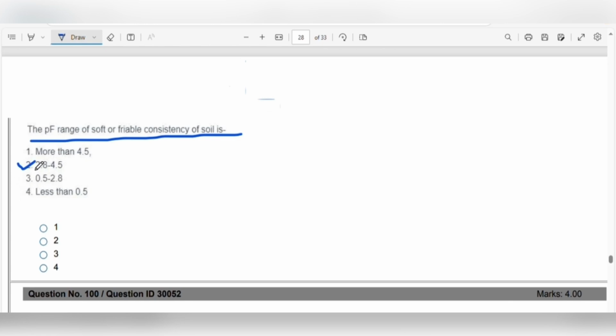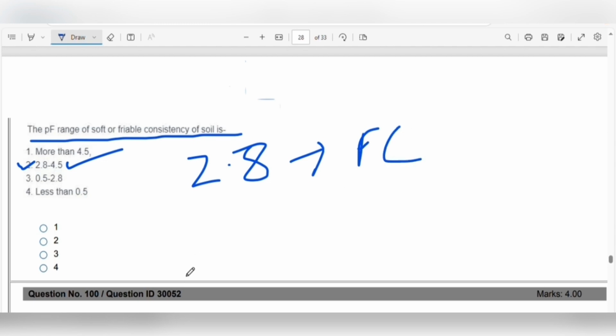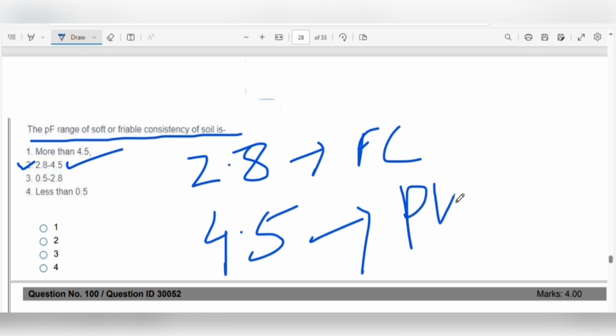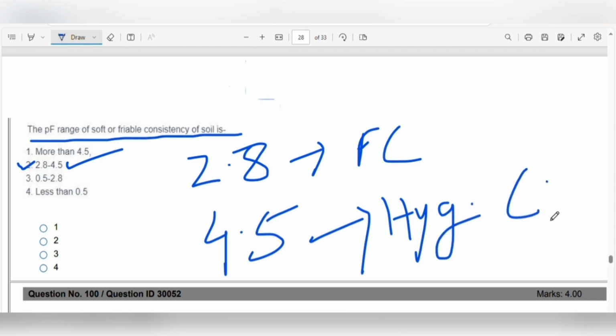2.8 to 4.5, because I think you know that 2.8 is the pF value for field capacity, whereas 4.5 is the pF value for permanent wilting point. No, no, I'm sorry. 4.5 is the hygroscopic coefficient. All right, 4.2 is the permanent wilting point.